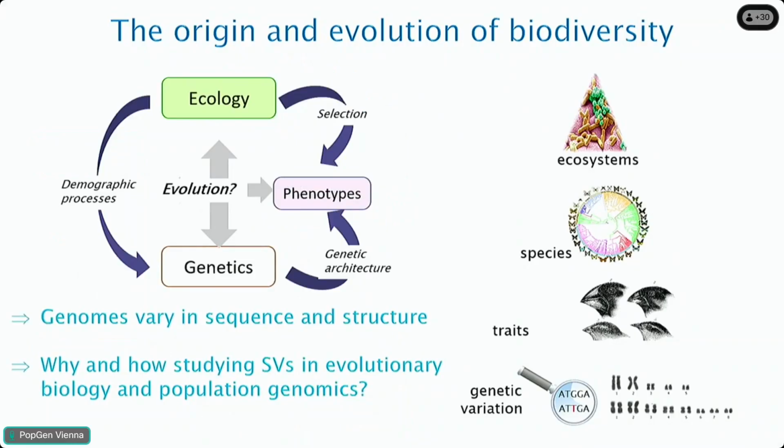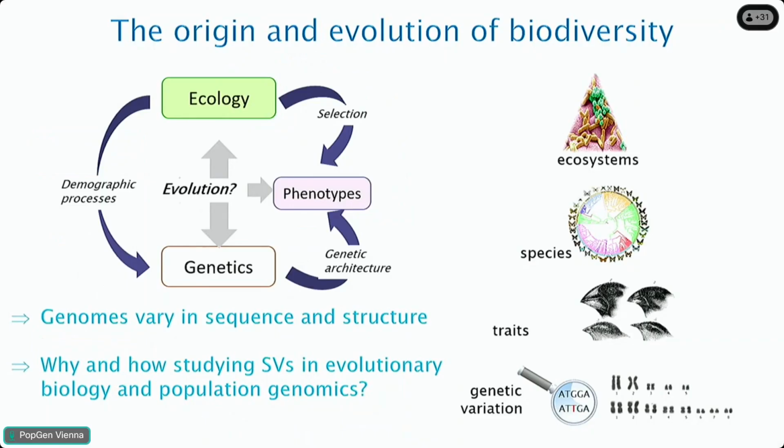What we're trying to do in evolutionary genomics or genetics is link the phenotype to the genetics and ask how ecological factors impact that through both demographic processes and selection, and how all of this interaction shapes evolution. So then, where do the structural variants I wanted to tell you about come in?